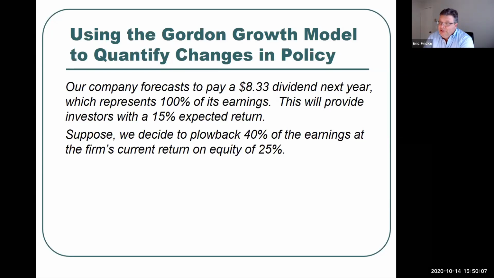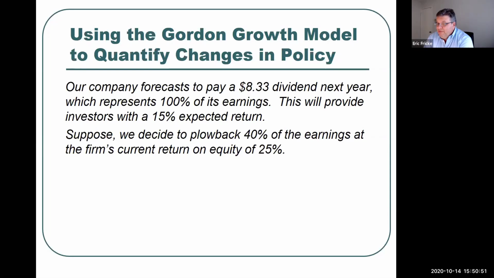So then the question goes on. Suppose we decide to plow back 40% of the earnings at the firm's current return on equity of 25%. So this is an alternative scenario, right? What if, instead of paying 100% of earnings out as dividends, we plow back 40% of the earnings as reinvestment into the company? Well, we just saw that it could mean that the growth rate is going to go up for the company, right? We know that's what it could mean.